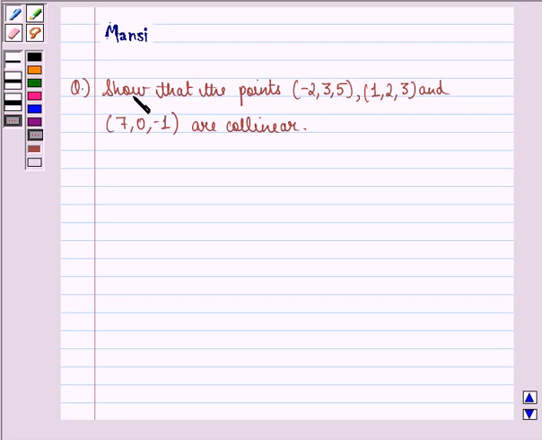The question says, show that the points -2, 3, 5, 1, 2, 3 and 7, 0, -1 are collinear. Let us start with the solution to this question.